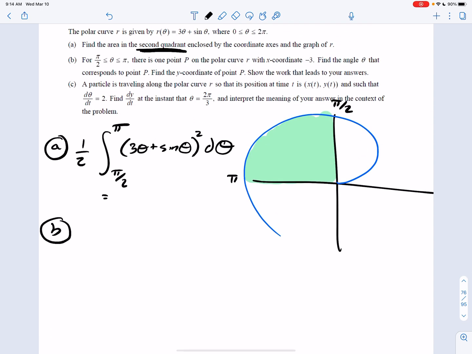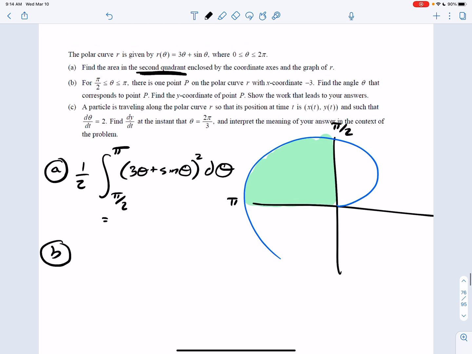Here's part B. So from pi over 2 to pi, there's one point on the polar curve where the x-coordinate is -3. So somewhere here. Find the angle that corresponds to point P. So we're trying to find this angle here. Okay, so find the y-coordinate of that point and find the angle of that point.